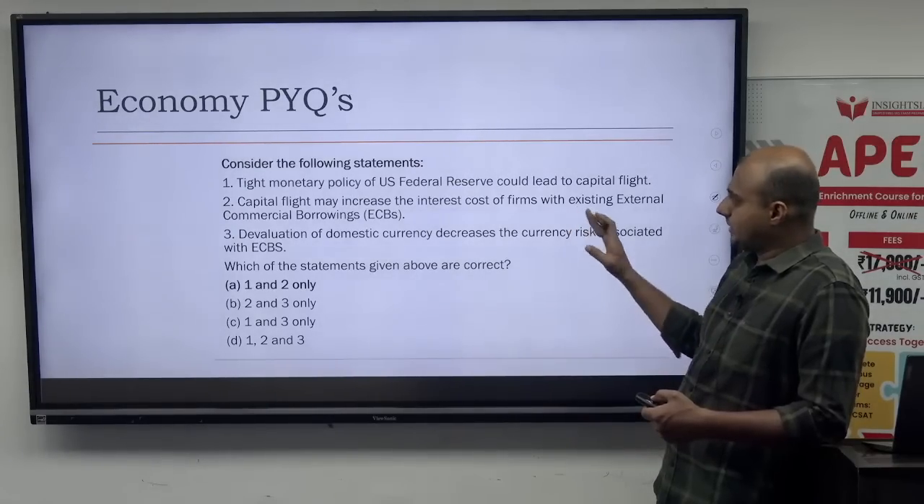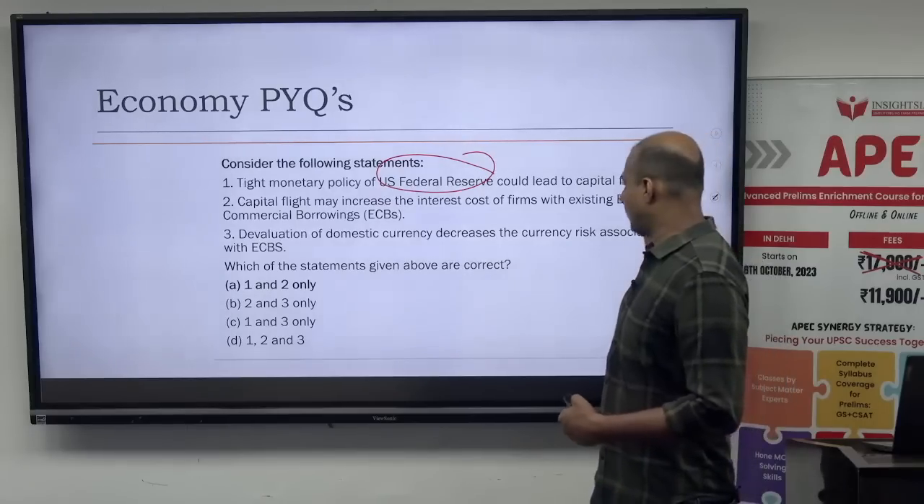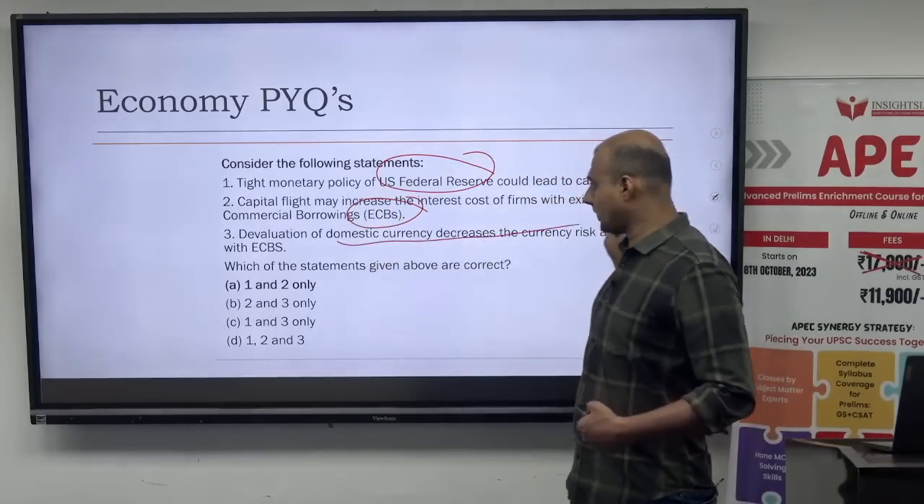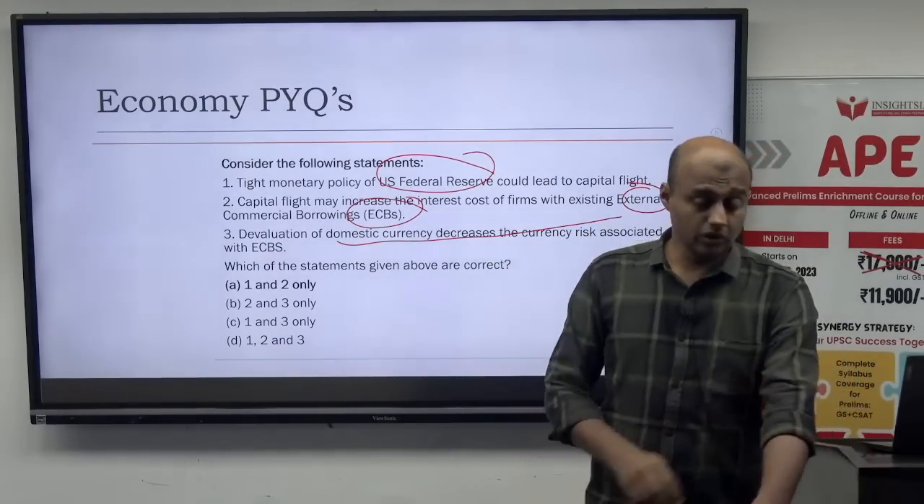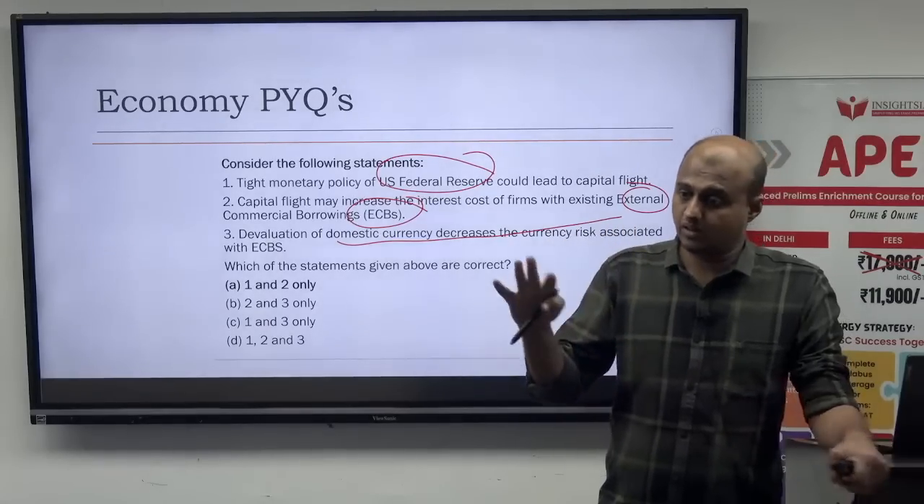See, this is too much interlinking, right from the US Federal Reserve to external commercial borrowings. See to what extent they are interlinking. Only if you have conceptual clarity you will get it. So that's why don't keep it to the end, regularly keep on doing it.